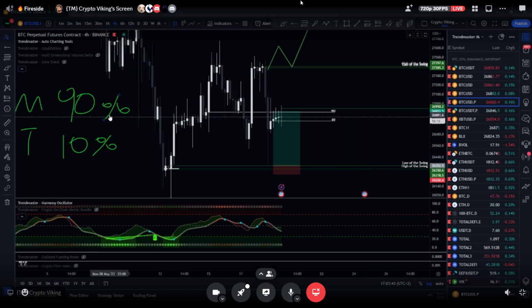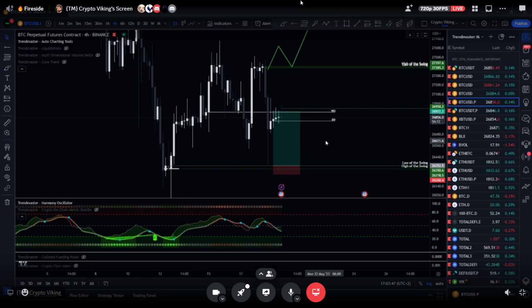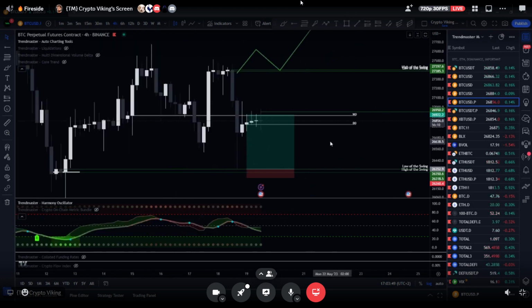Well, the thing with swings, and that's a good point, is that it's already been tested. It's already been done. That's the big thing you've got to remember: once a swing has been done, it's essentially been done.